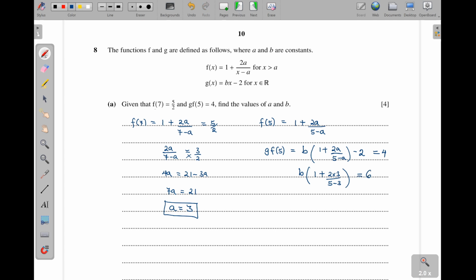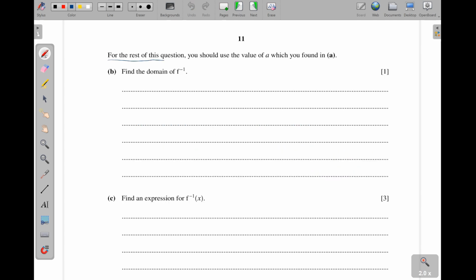So what do we have here? This is a 2. So that 2 will cancel with this one. Not so? Yes, then we have 1 plus 3, which gives us a 4. So we shall have 4 of b, which is equal to 6. And therefore b is going to be 6 over 4. But 6 over 4, when you divide by 2, you'll get a 3. Divide by 2, you get a 2. So meaning b is going to be 3 over 2. As simple as that. For the rest of this question, you should use the value of a, which you found in part A, which is 3.